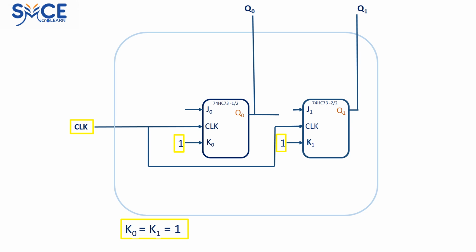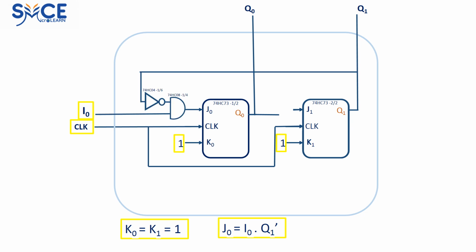Next, we will take the expression J0 is equal to I0 ANDed with the complement of Q1. To implement this, we need 2 gates, an inverter to complement or invert Q1 into Q1 complement, and then to AND it with the input I0. This is shown on the screen. It may be noted that we use the integrated circuit 74HC04 for the inverter and the integrated circuit 74HC08 for the AND gate.